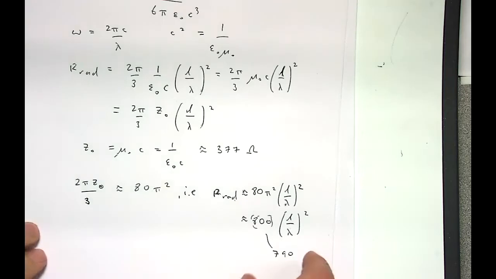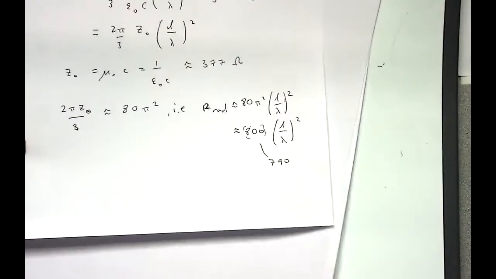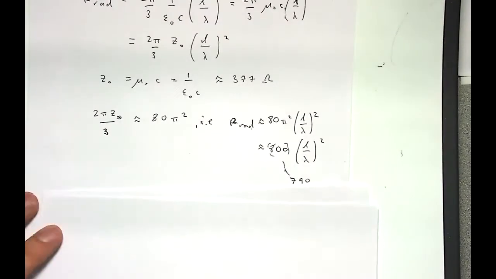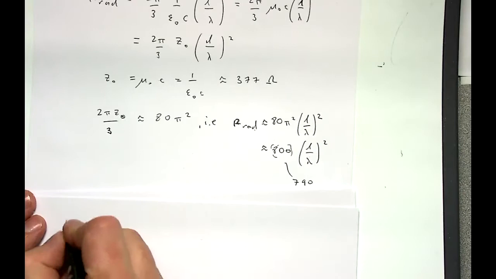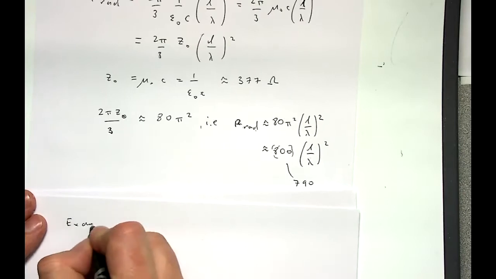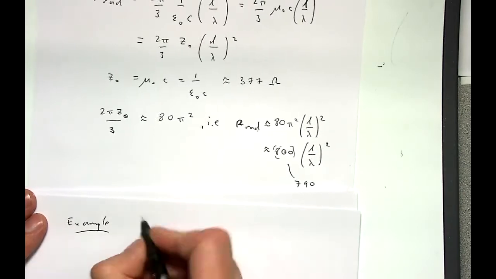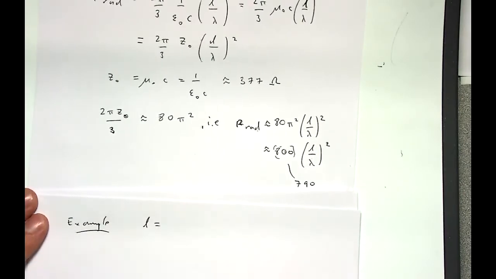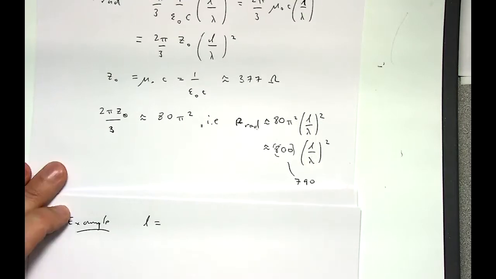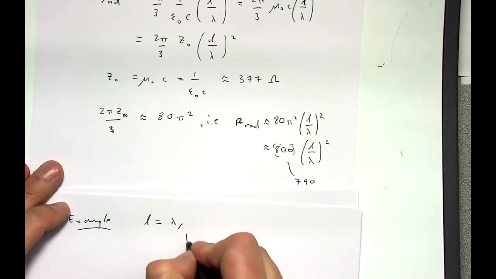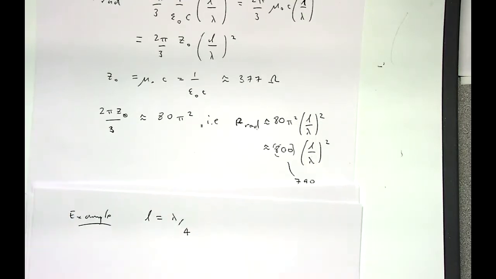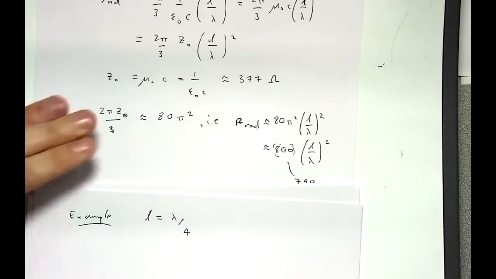So none of this is perhaps very revealing until we give it some numerical values, right? We're all about the numbers in this course, so let's give an example. And we'll see why this example is important in a minute. We're going to say the length over which the oscillation is taking place is equal to lambda by 4. In other words, the length of the dipole is 1/4 of a wavelength. That will be important in a little bit.